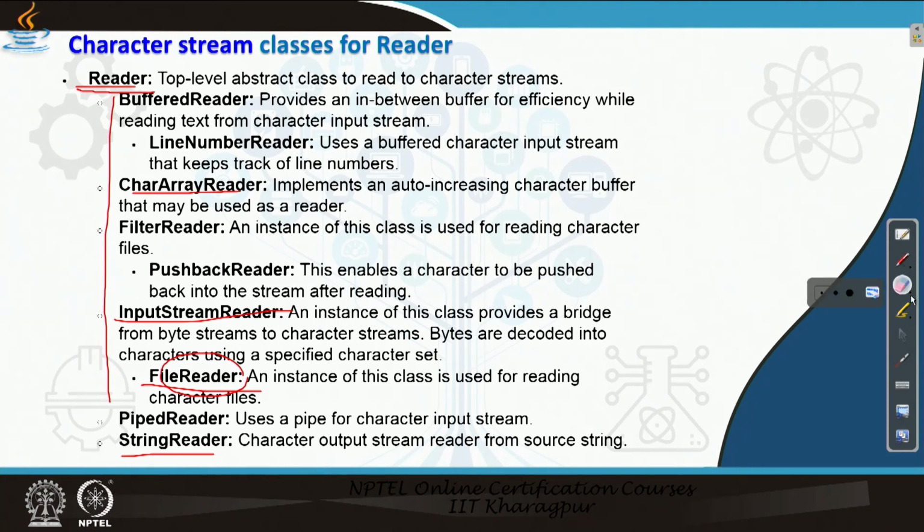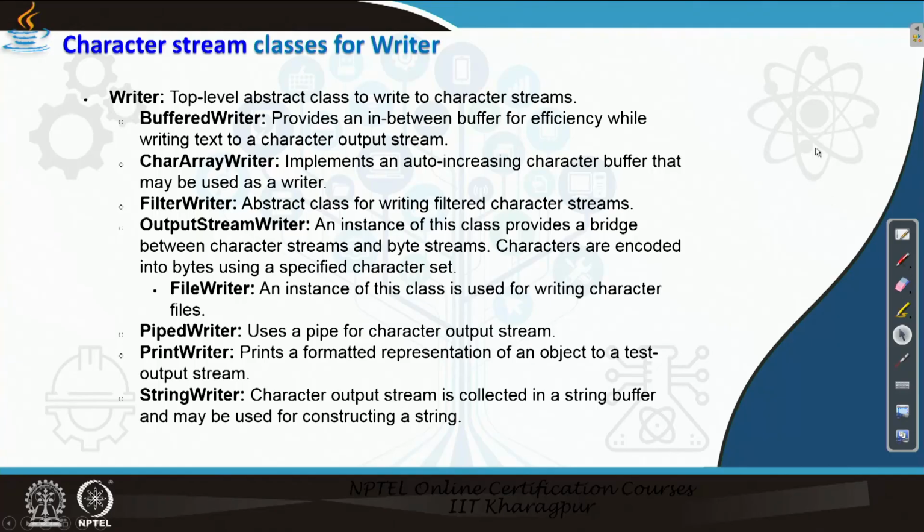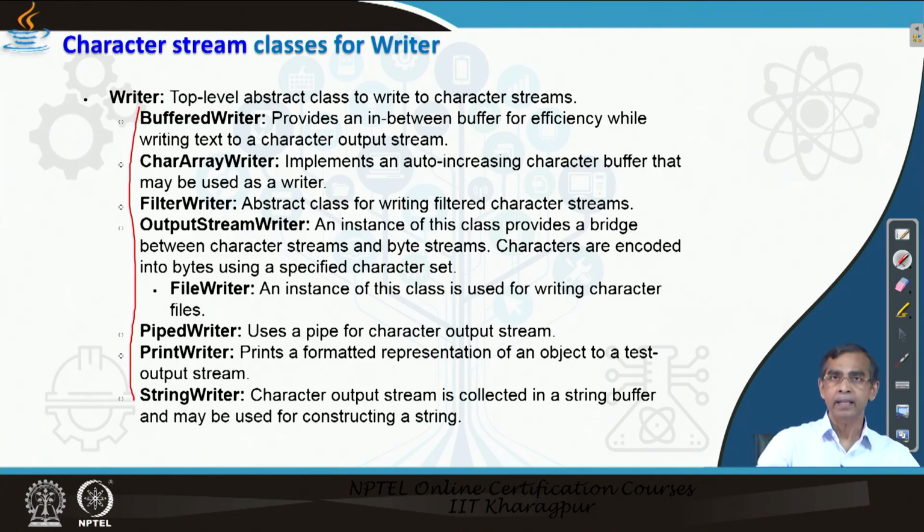Then likewise, for output purposes also, a different set of classes are there, which I have listed here. These are the writer related classes. So, it is basically outputting again as a character flow, and a number of classes are there in the java.io package by which you can flow the data from your program as characters to the output destinations.